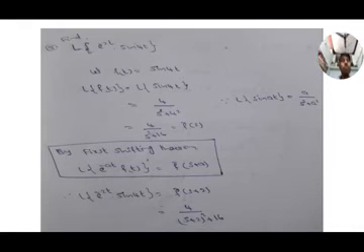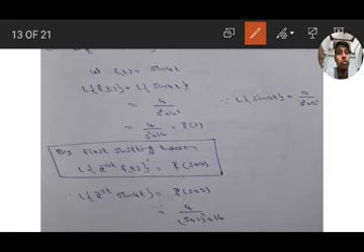Find the Laplace transform of e to the power of minus 2t sine 4t. Here also we use the Laplace first shifting theorem only. Here f of t equals sine 4t. So first we need to find the Laplace transform of sine 4t.